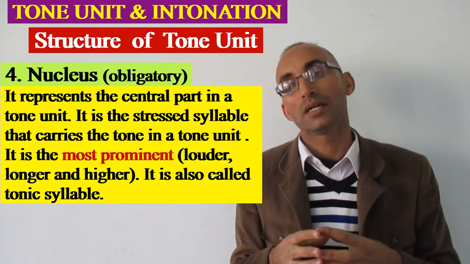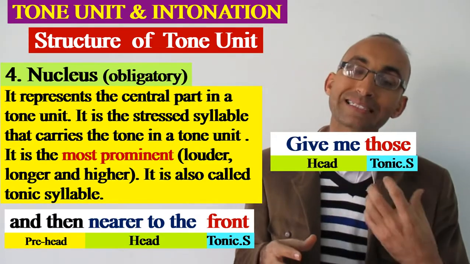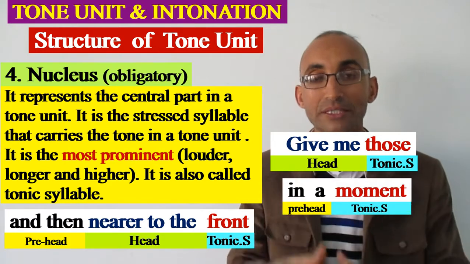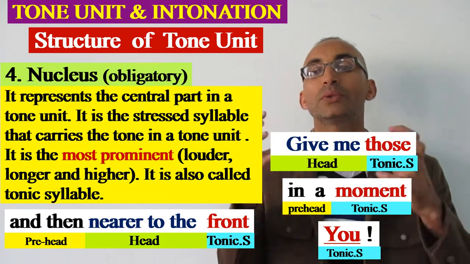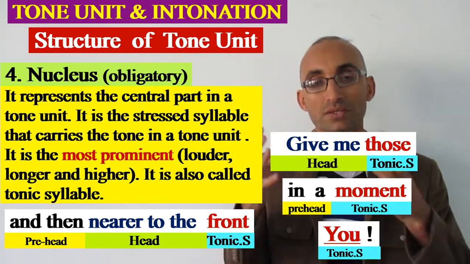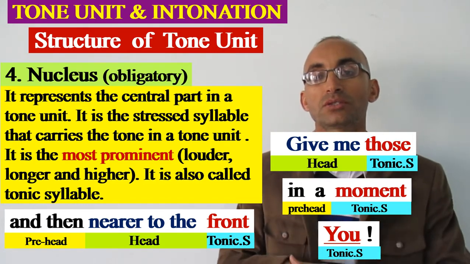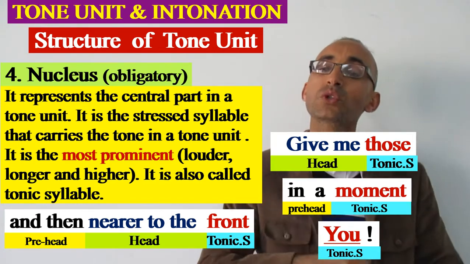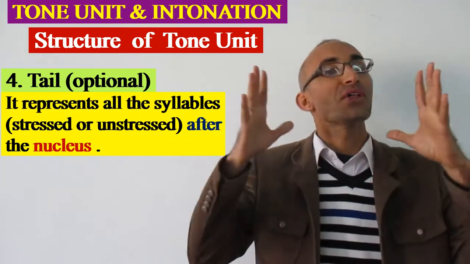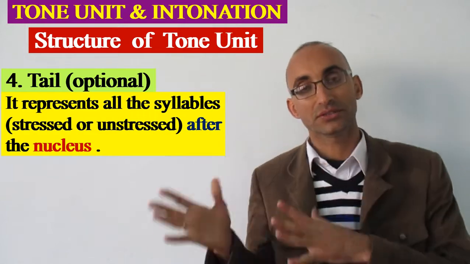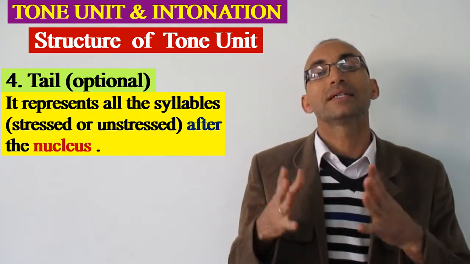Sometimes it is accompanied by prehead, head, and tail. Sometimes by only prehead, sometimes only by head, and so on. But the nucleus must exist in any tone group or tone unit because it carries the accent and the stress, which is the focus of the intonation too. Good. The fourth part is what we call the tail. The tail represents all the syllables which come after the nucleus.